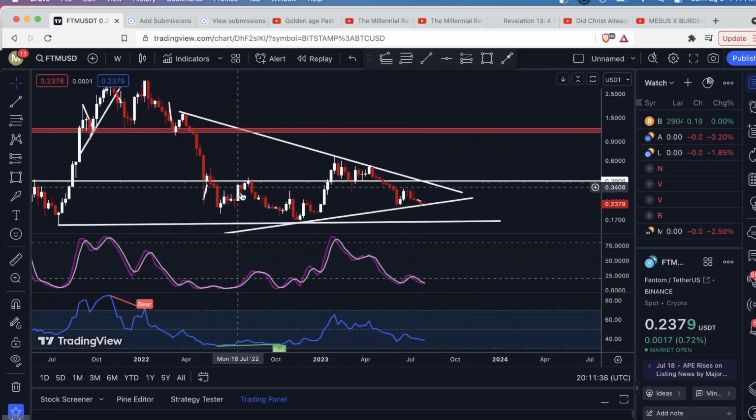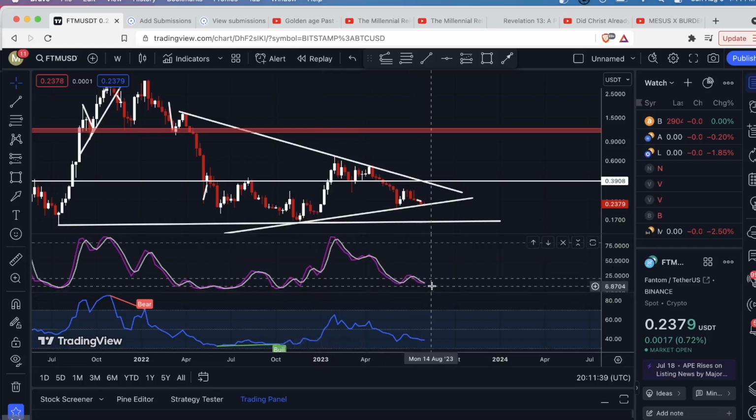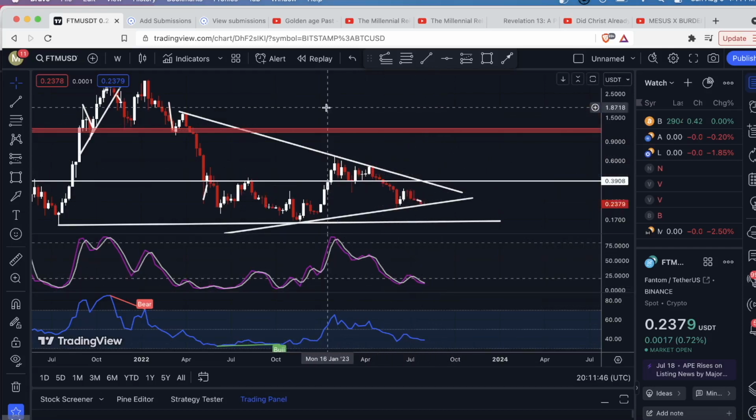So yeah, weekly stochastics pretty much in the dirt right here. It looks like maybe we're forming a double bottom. And these look like they're going to cross soon. RSI is pretty low as well, so we do have some room to run.